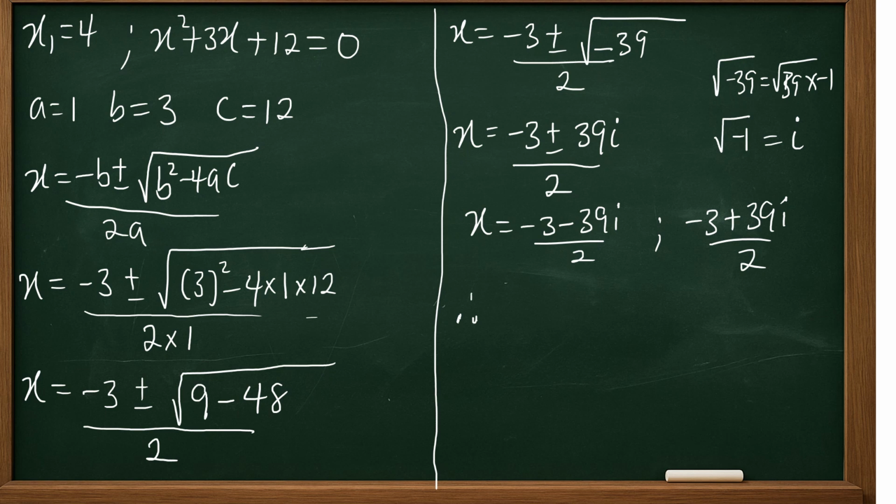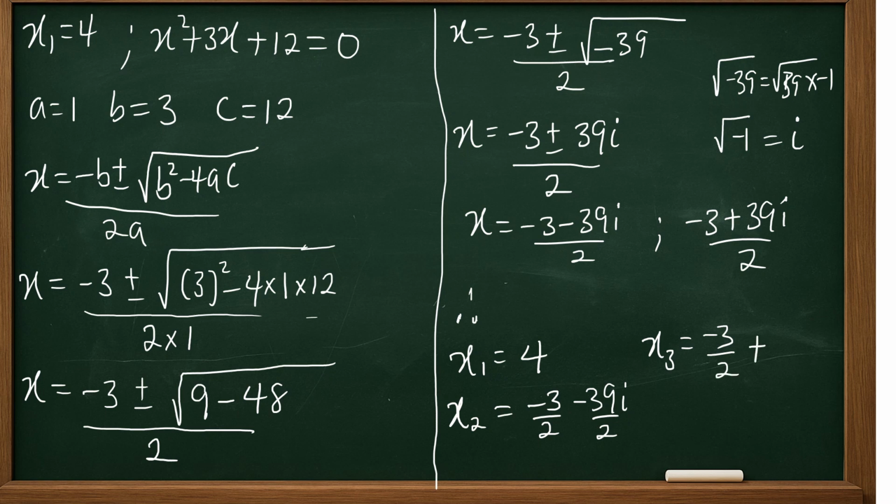Therefore, we have that our x1 equals to 4. By inspection, initially, if you plug it into the given equation, it's going to work. And here you can say that x2 is going to be, simplifying further, negative 3 over 2 minus square root of 39 i over 2. And here, my x3 is going to be negative 3 over 2 plus square root of 39 i over 2. So these are the answers for my x. These are the solutions for x.